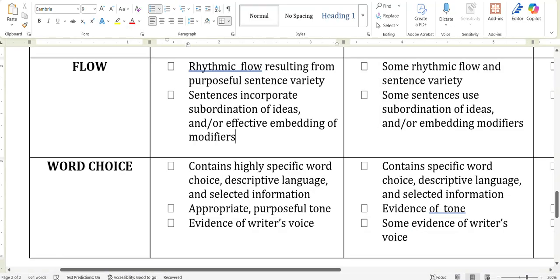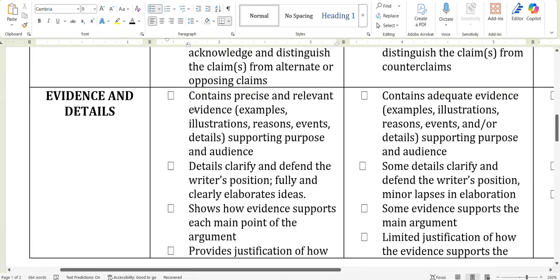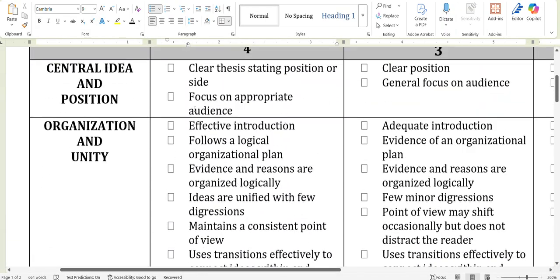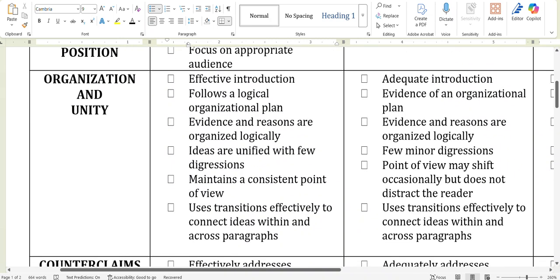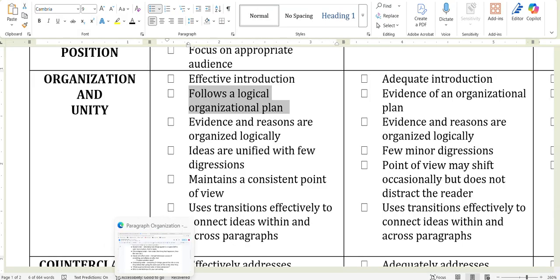this one, it says, specifically, let's see, where are we? Follows a logical organization plan and maintains a consistent point of view. That means don't do one paragraph in spatial order and the next one in cause and effect and the next one in time order. Pick one and stick with it. Most likely it's going to be order of importance.